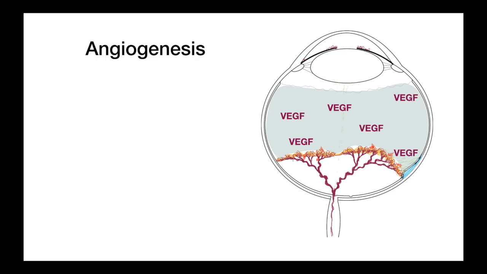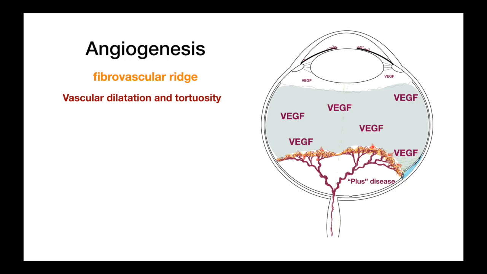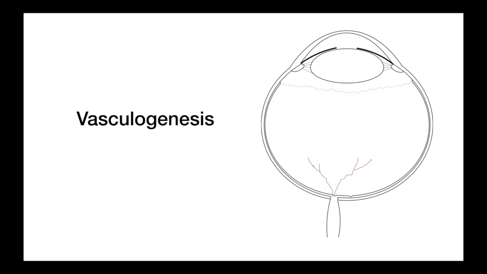This then produces angiogenesis, or abnormal blood vessel growth, and a fibrovascular ridge, plus disease, and some VEGF goes to the front of the eye, producing neovascularization of the iris and subretinal fluid.